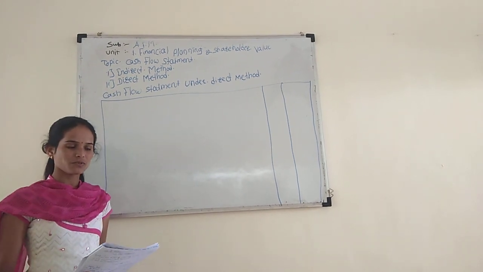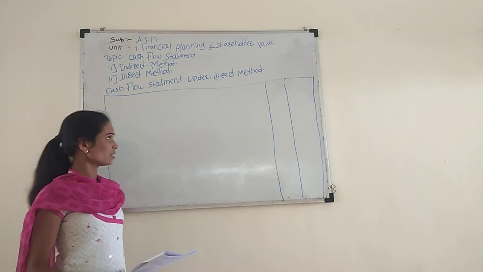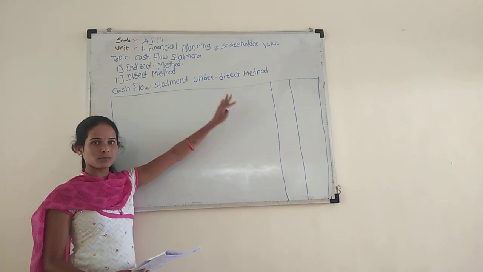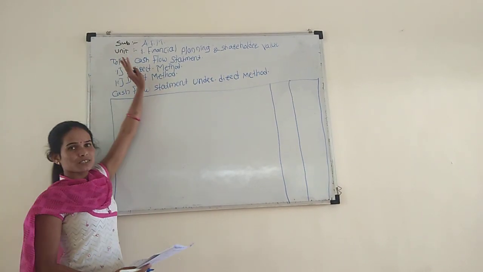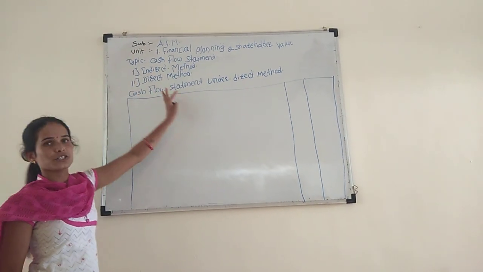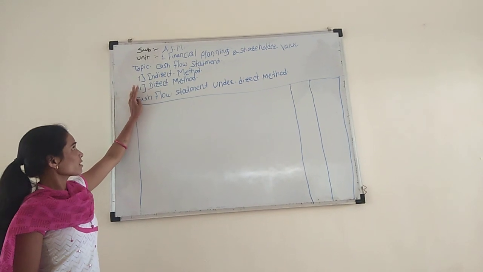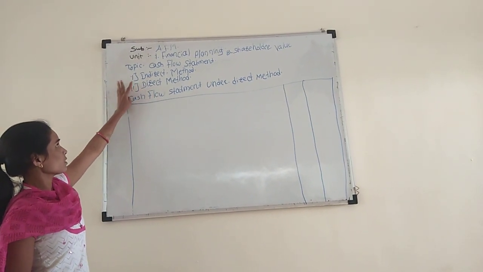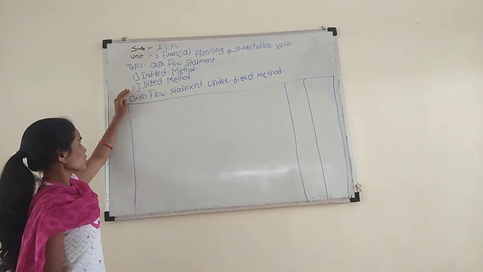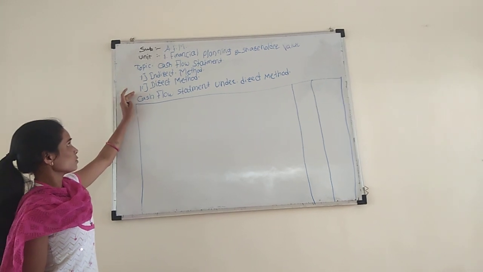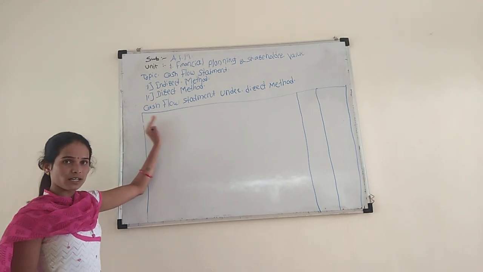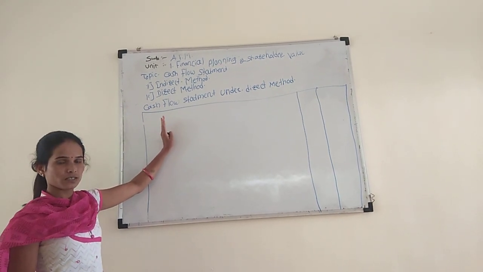In the last lecture we discussed how the cash flow statement is prepared under the direct method. Today's lecture covers the remaining formulas. The subject is Advanced Financial Management, Unit One: Financial Planning and Shareholder Value. The topic is the cash flow statement, which has two types: the indirect method and the direct method. Most of the time the direct method is used. We already discussed some direct method formulas, and the remaining ones are covered in today's lecture.